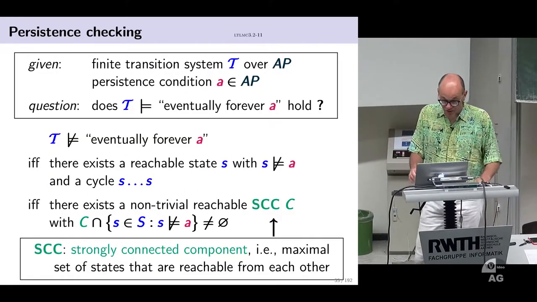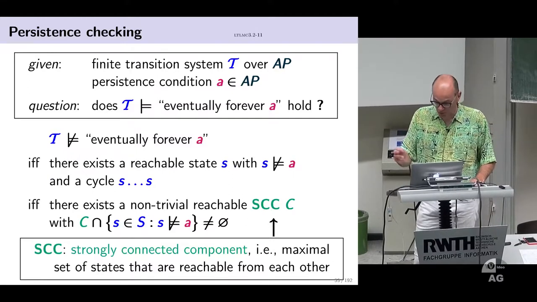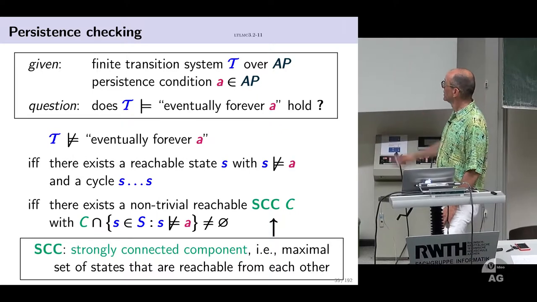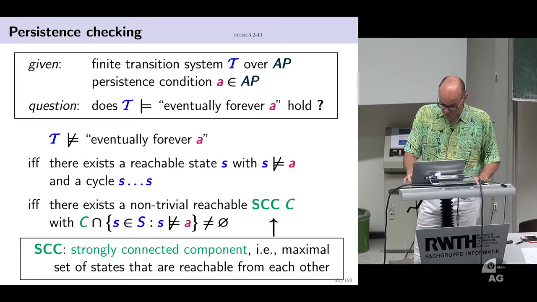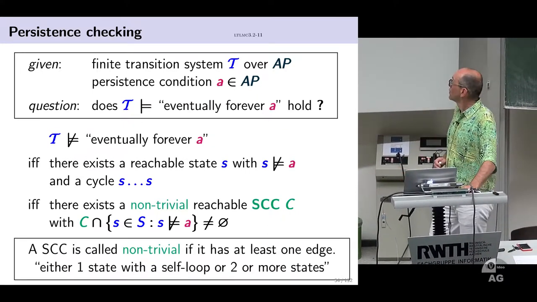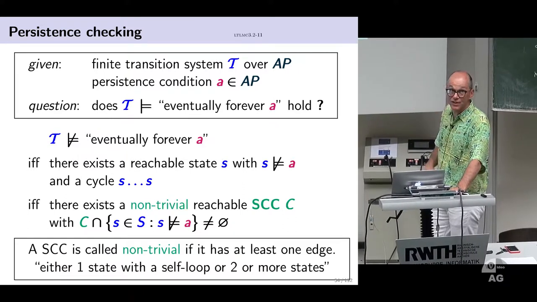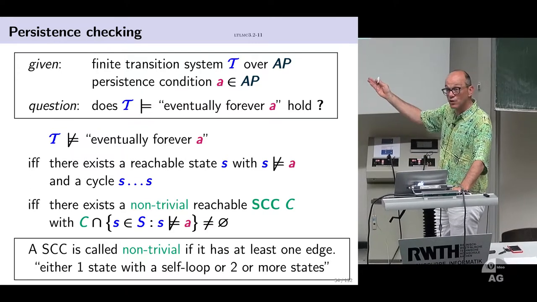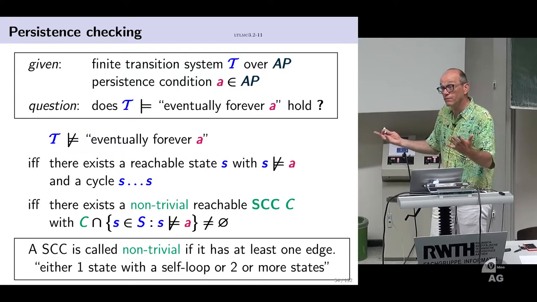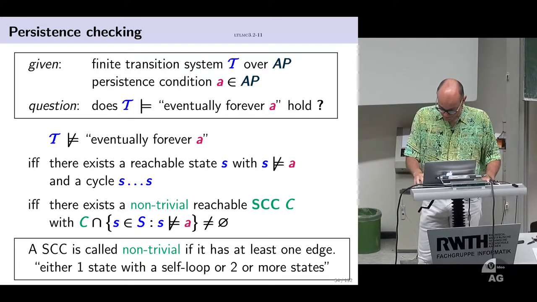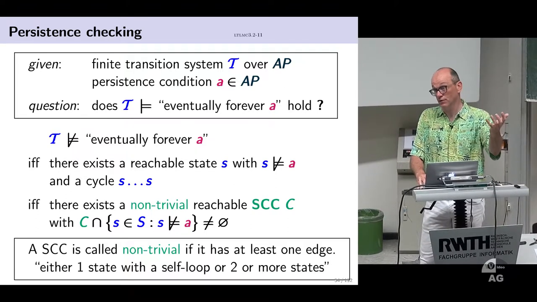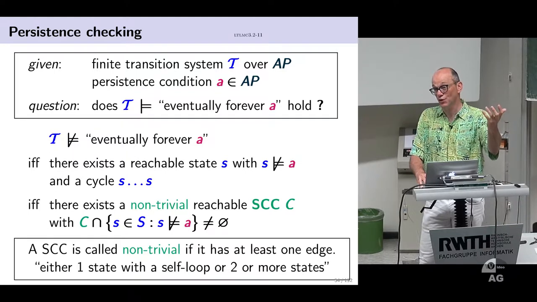Good. So a maximal set of states, which I didn't mention, but I hope that's clear. You try to make this set as large as possible, of states that are mutually reachable from each other. And it's called non-trivial if it has at least one edge. That's what I just said. So that means either it's one state with a self loop, or it contains two states or more. A state without any outgoing edge is not a non-trivial SCC. It's called a trivial SCC.